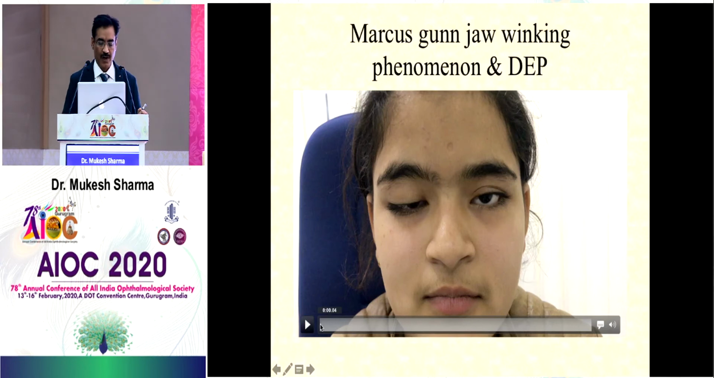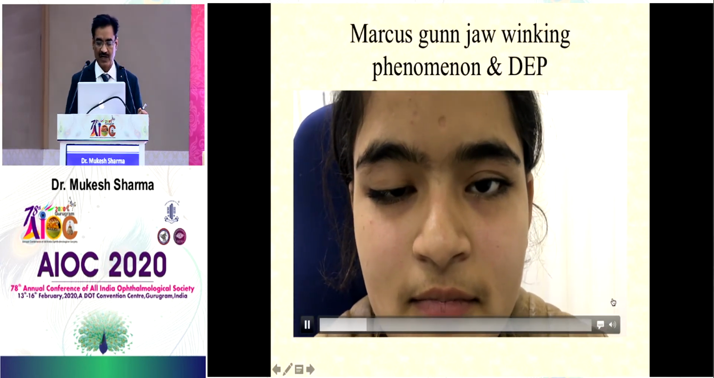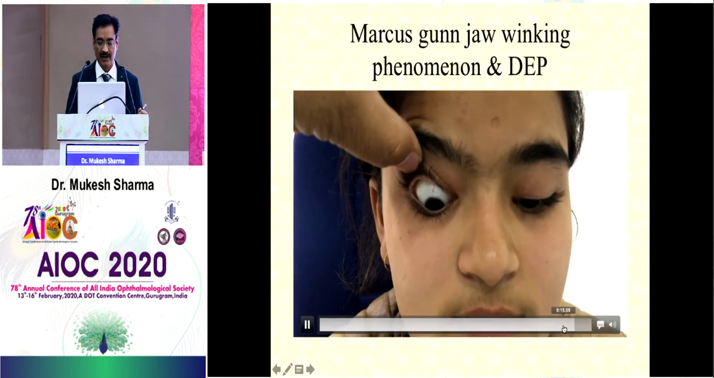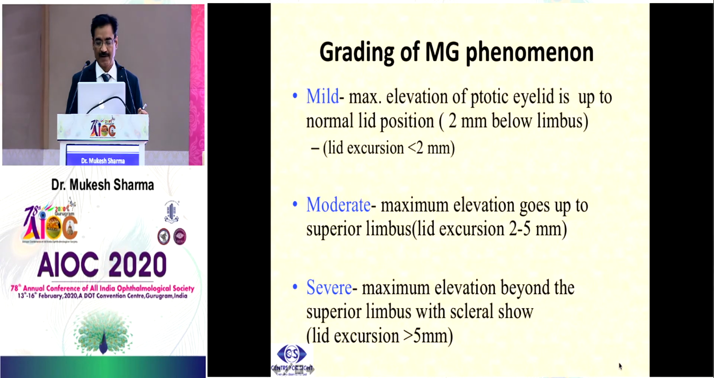Then you have got double elevator palsy also. This particular patient is having Marcus-Gunn along with double elevator palsy. You can see the left eye is moving up, but the right eye is not going up. So this is double elevator palsy, which you sometimes get associated with ptosis. Then Marcus-Gunn is also graded as mild, moderate, and severe. Mild if it is around 2 millimeter or so, moderate if the lift is between 2 to 5, and severe if it is more than 5.